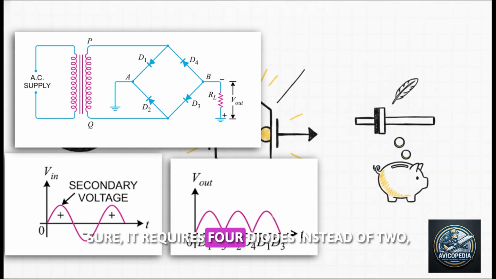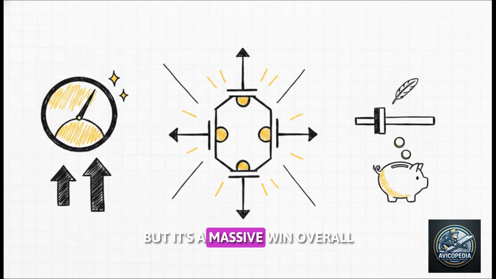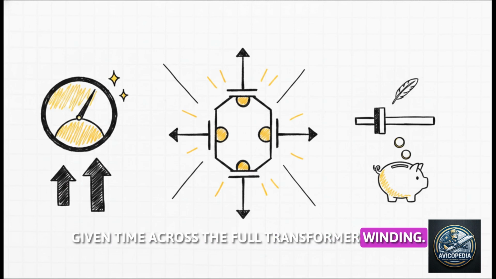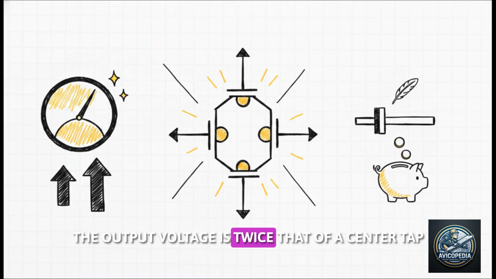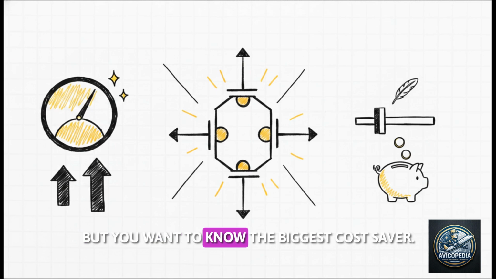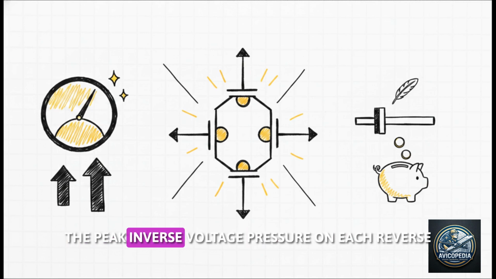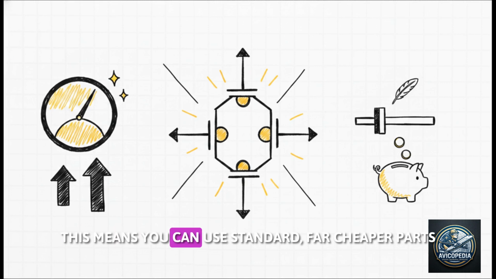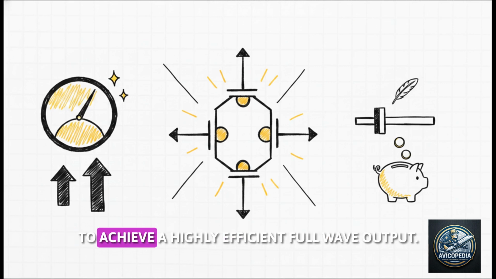Sure, it requires 4 diodes instead of 2, but it's a massive win overall. Because 2 diodes are conducting in series at any given time across the full transformer winding, the output voltage is twice that of a center tap circuit for the exact same transformer. But you want to know the biggest cost saver? The peak inverse voltage pressure on each reverse bias diode drops in half, back down to just VM. This means you can use standard, far cheaper parts to achieve a highly efficient full-wave output.